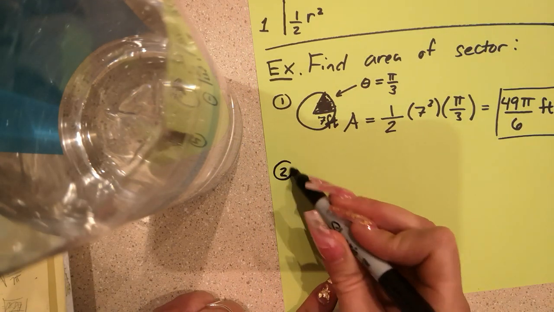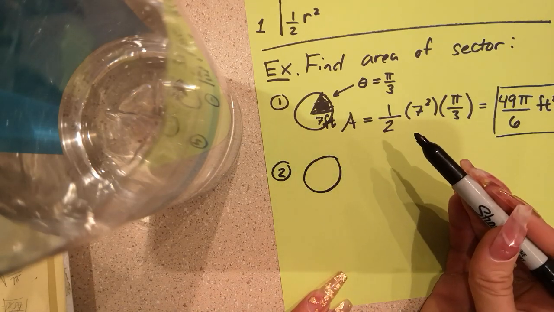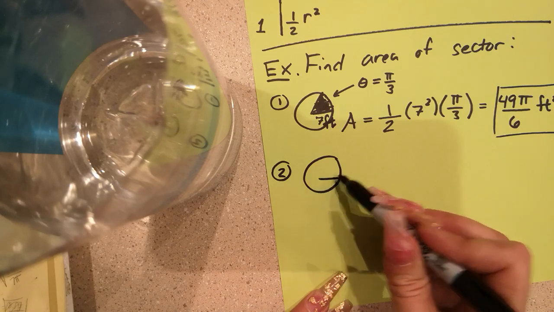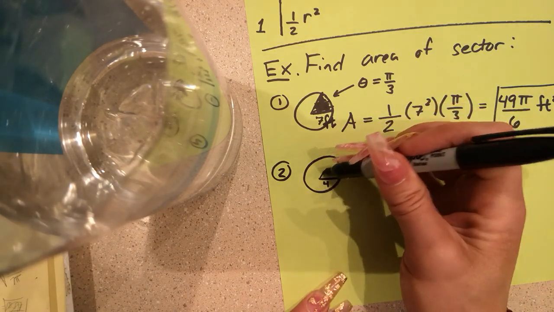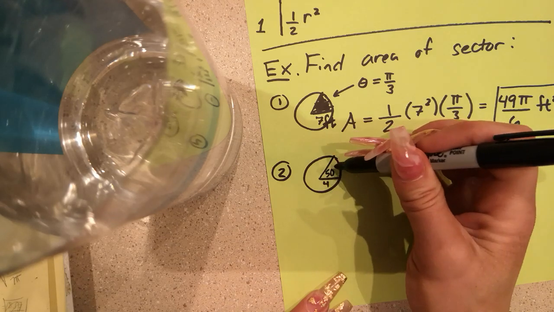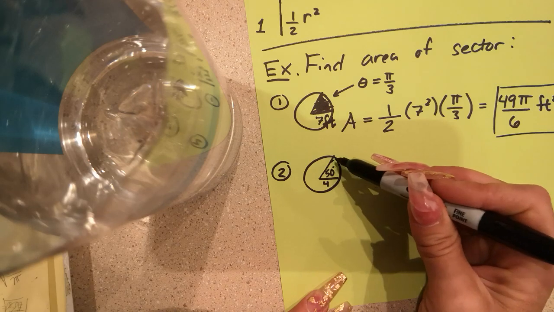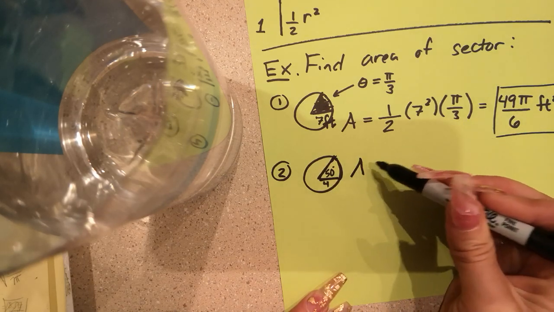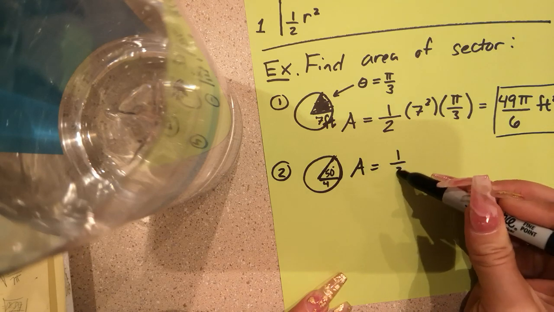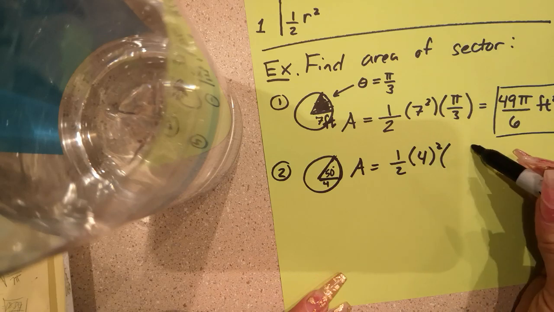So what about one more? What if I have a circle? What if I know the radius here is 4? How about my central angle 50 degrees? And I again want to find the area of that sector. So I would apply my formula, 1/2 r squared times theta.